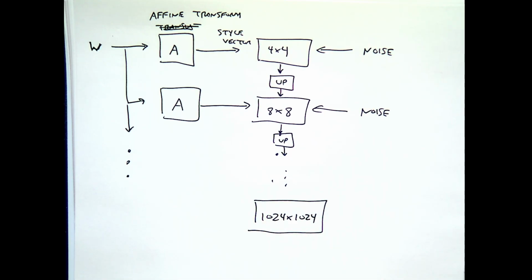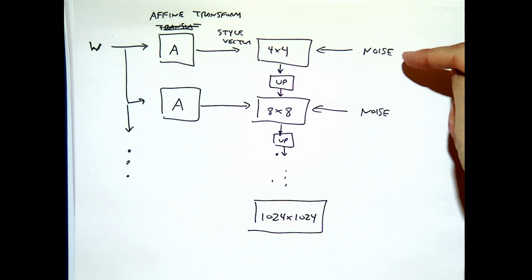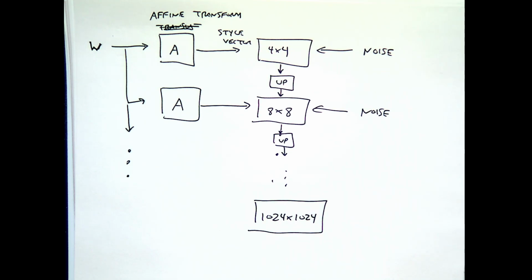And so the idea is that the W is playing the role of the latent, right? It's controlling what is happening in each of these resolutions. And then there's some noise here that makes it so that the generation is not entirely deterministic, right?